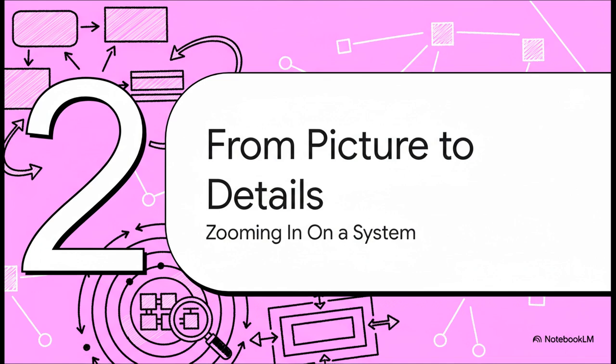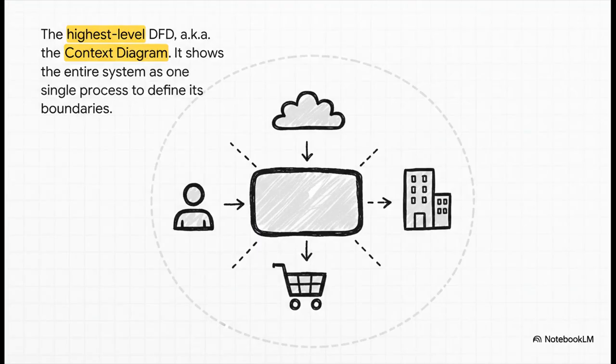But the real magic of a DFD is how you can look at a system from different levels of detail, kind of like zooming in and out on a map on your phone. We always start from the highest possible view, what we call the 10,000-foot view. This is known as a level 0 DFD, or a context diagram. Its only job is to show the entire system as one single bubble and how it interacts with the outside world. It basically draws the border for our map.